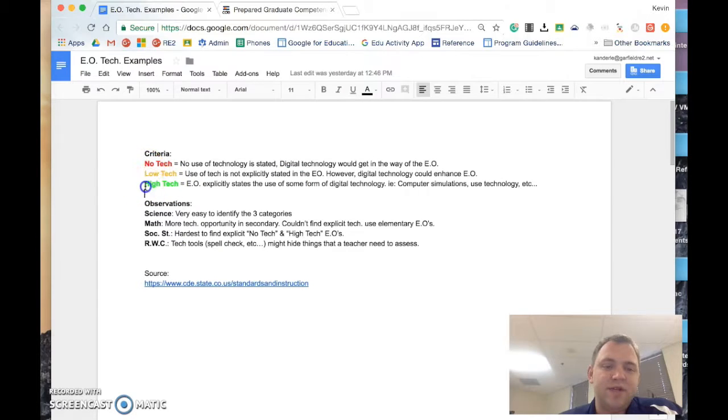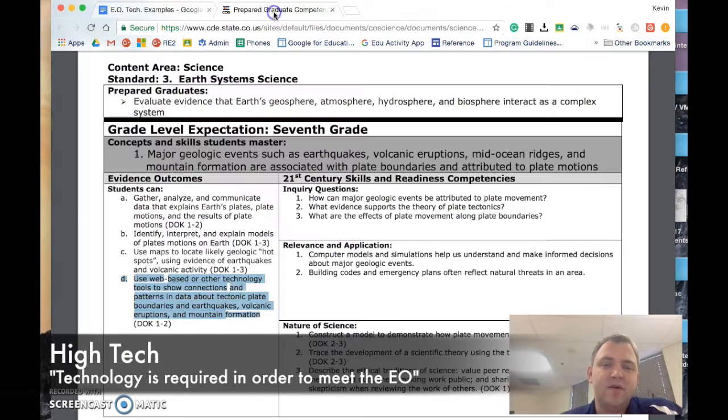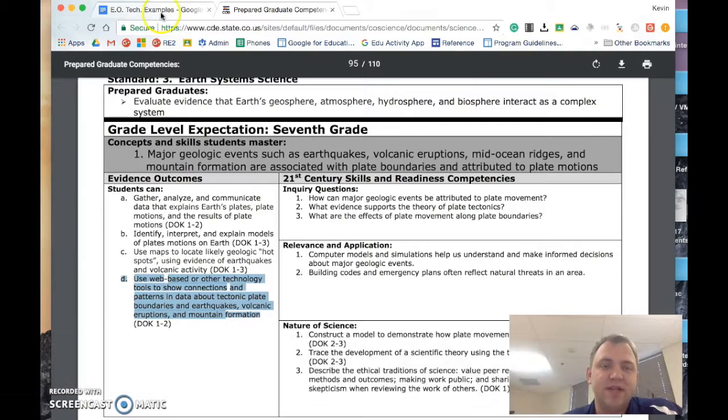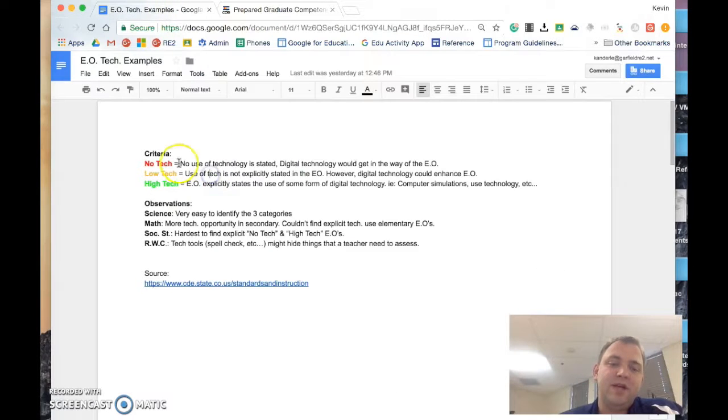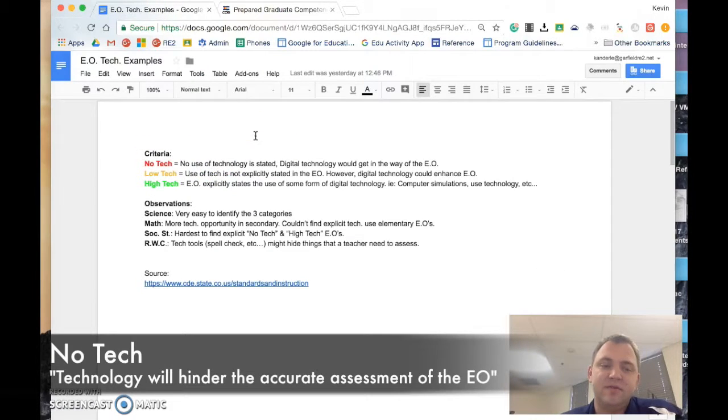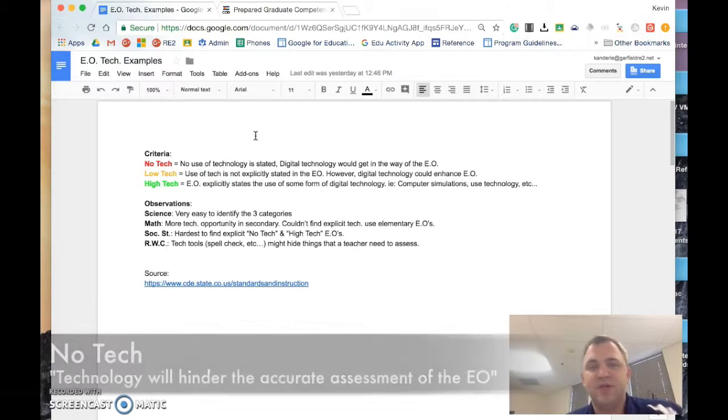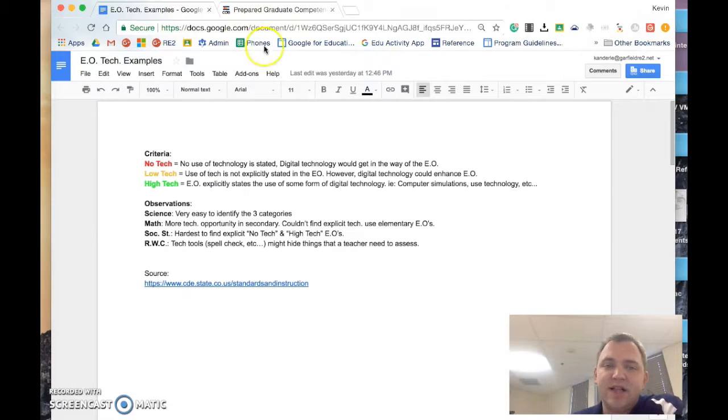The first one is high tech, like the one we just saw there, where you need to be using technology to meet that standard. Another one is no tech, and what we mean by that is that if a teacher were to use technology to teach that lesson, it might get in the way, and the teacher would have a hard time truly assessing what that evidence outcome is asking for.